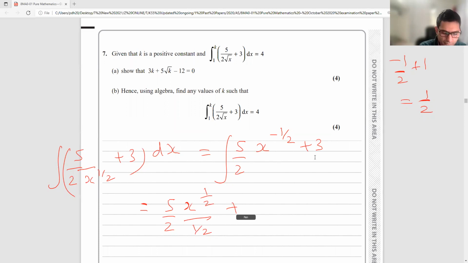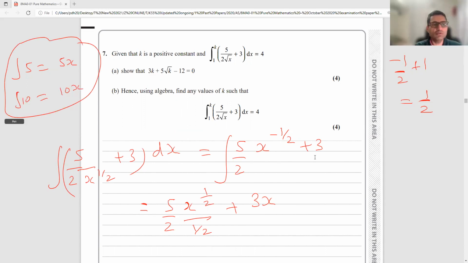And then for 3 you add x to the power of 1, so x to the power 1. If we ask what the integration of 5 is, it is 5x. If we ask what the integration of 10 is, that is 10x. And if we do differentiation, obviously we know the differentiation of 10 is going to be 0. Integration and differentiation are opposite, because if we differentiate this one, we get the answer 10 and so on, right?